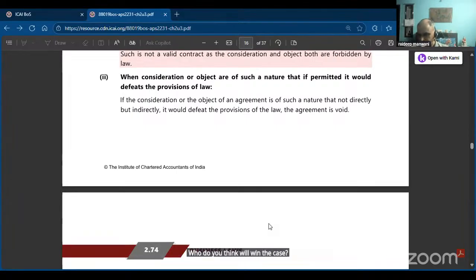The farmer. Who says farmer? Me, sir. Kushal. Very good. Who's the other person? Me, sir, Faiza. What are you saying, Faiza? Farmer will win the case, sir. Farmer will win the case.